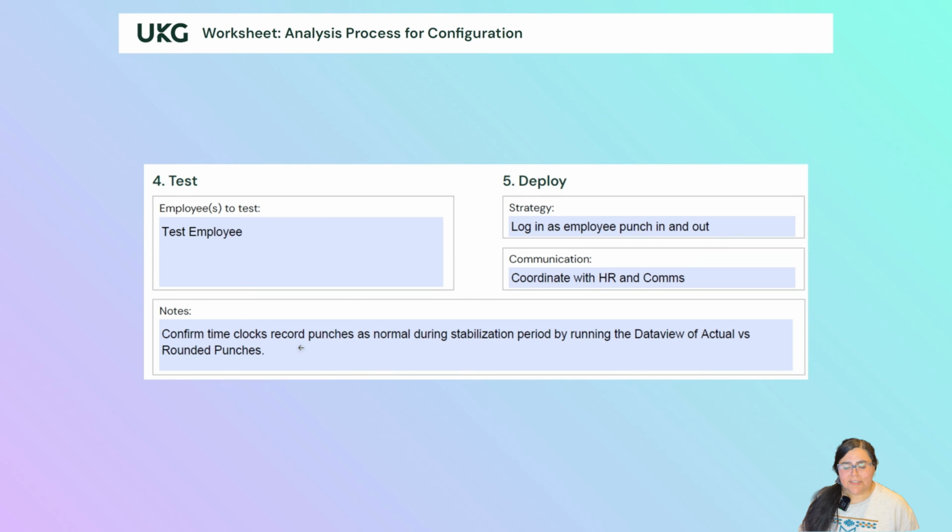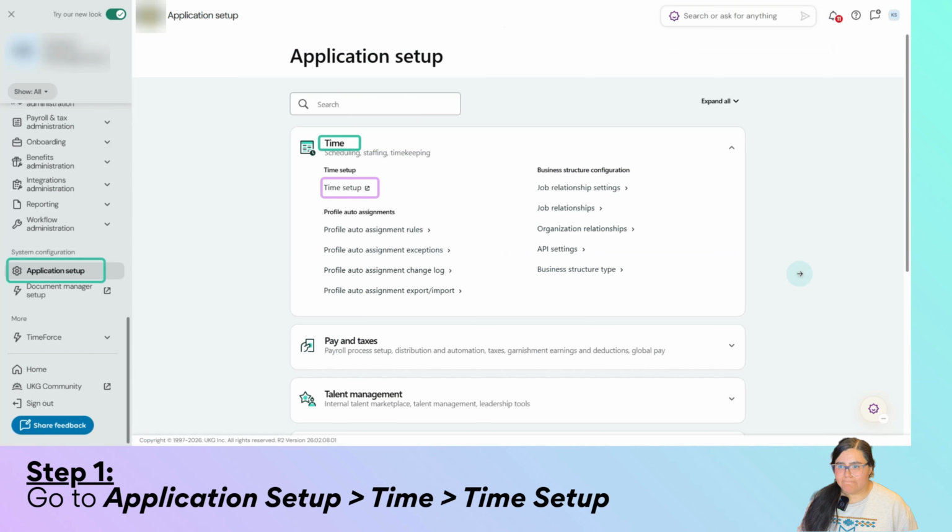Sometimes there are nuances with time clocks where you need to initialize them and make sure that updates push through to that side. Now, the strategy here is to log in as the employee, punch in and out as a normal employee would via the web, via the mobile app, and communications, coordinate with HR and comms to make sure they understand the impact once the testing is complete.